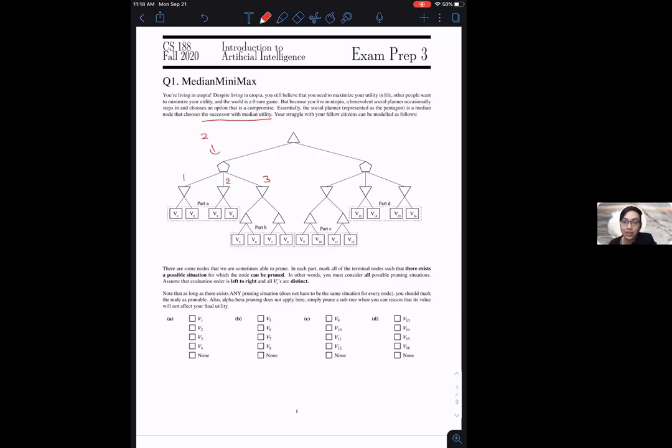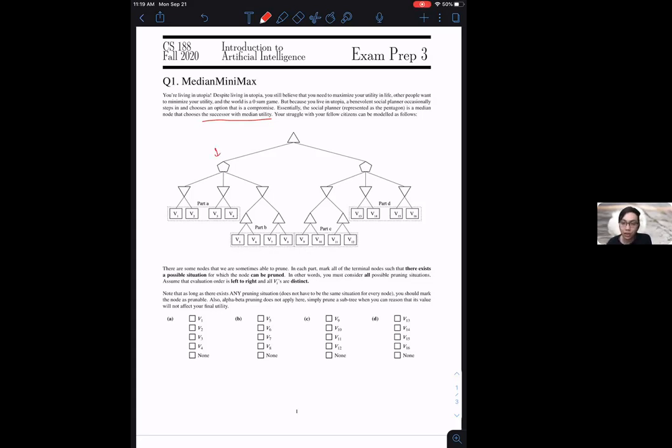And given this modification of the traditional game tree, we want to ask ourselves, is it possible to prune any of these leaf nodes in the tree? The question asks us to consider any possible pruning scenario, where they don't have to necessarily be pruned at the same time, but is it possible for the leaf node to be pruned at all? And note that this is a little different than alpha-beta pruning just because we have some sort of edge case nodes right here that act a little differently than normal.